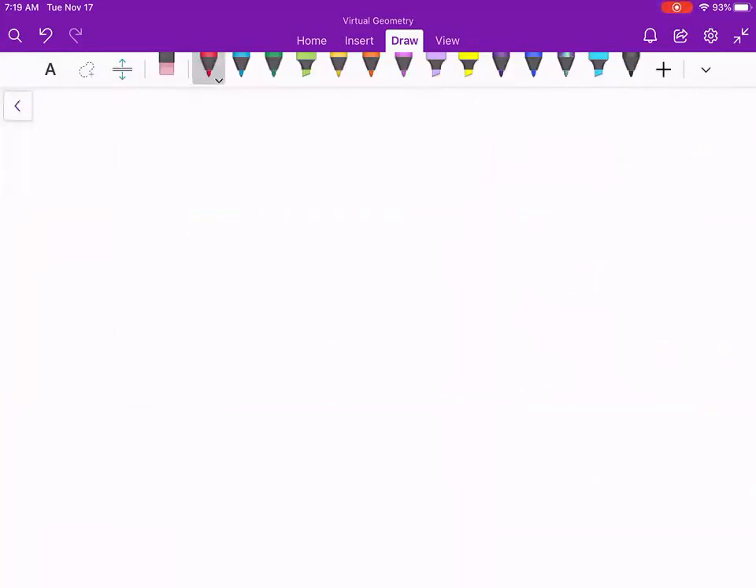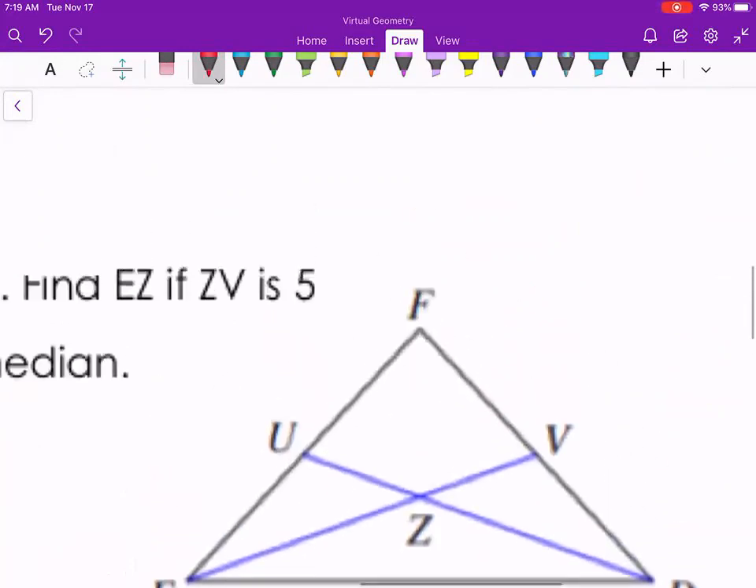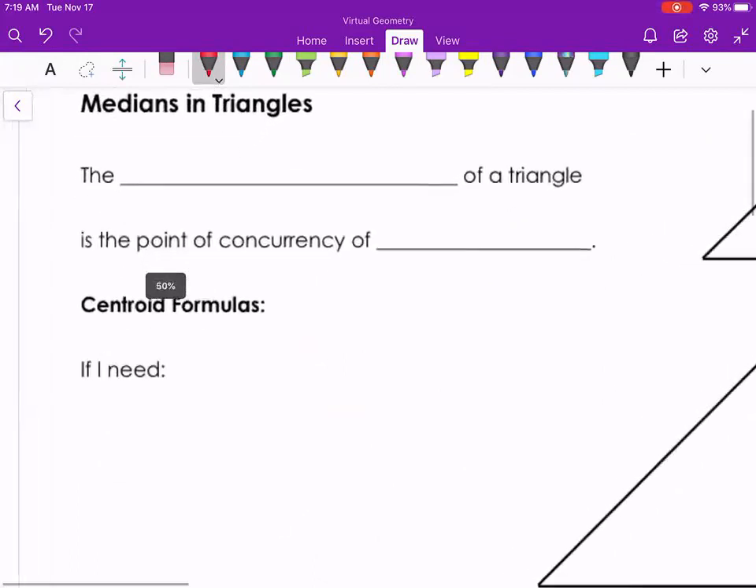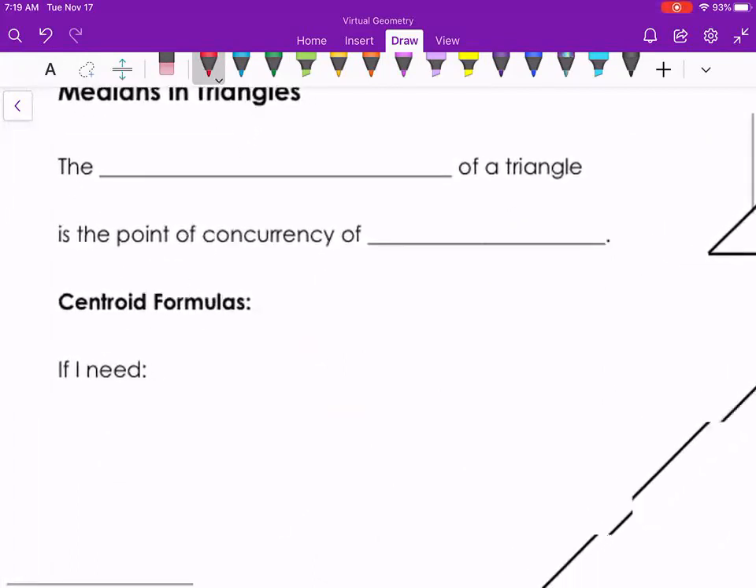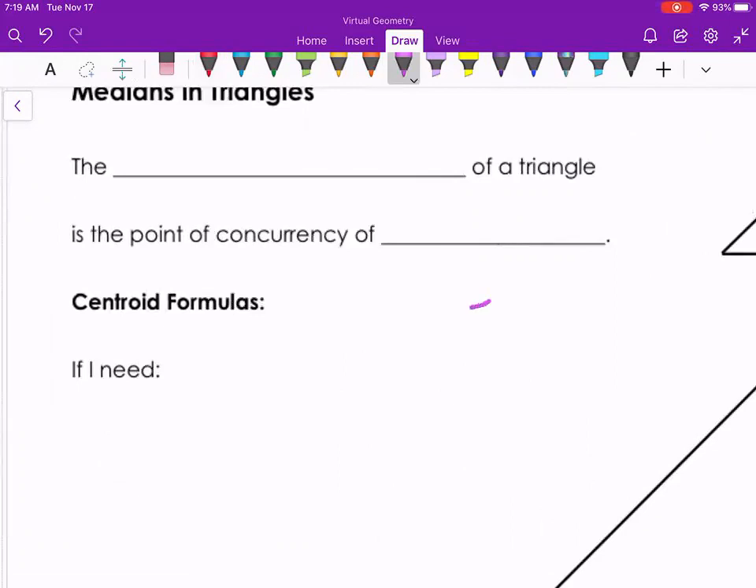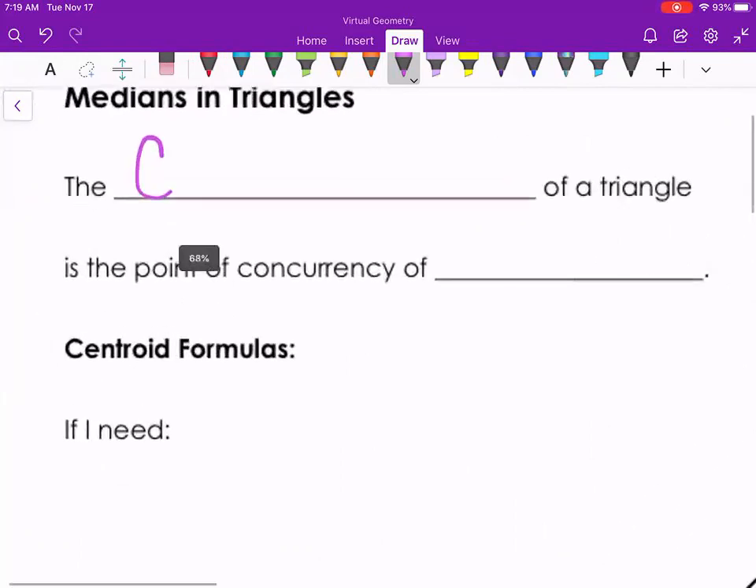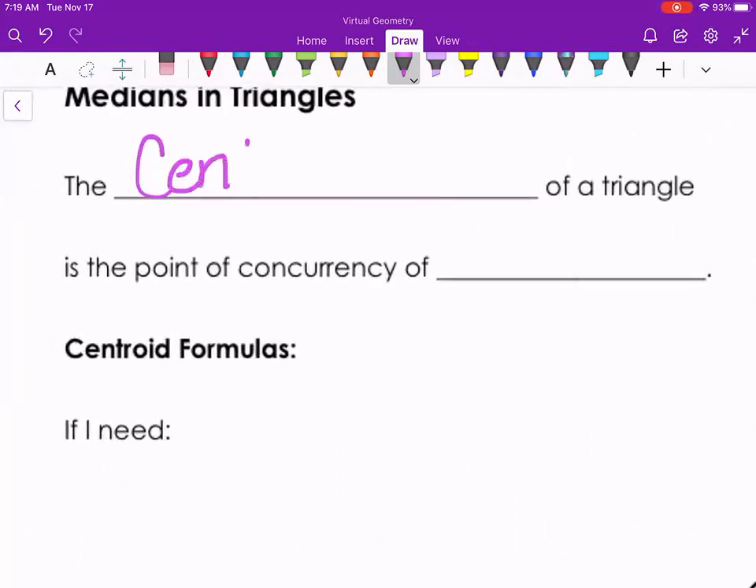Let's try looking at our medians now when we have more than one happening in a triangle. Now, just like with perpendicular bisectors, we had a point of concurrency called your circumcenter. With angle bisectors, we had a point of concurrency that was the incenter. Well, medians has a point of concurrency as well, and this one is called the centroid. All right, the centroid of a triangle is the point of concurrency of medians.